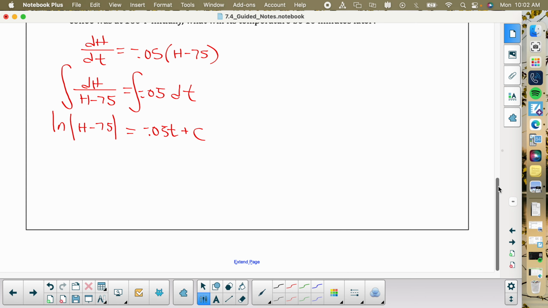Well, our goal is probably to solve for H, because that's going to be the temperature. Okay, so then that essentially cancels out, leaves absolute value H minus 75. And then, how am I supposed to write the right-hand side? That plus C in the power, for whatever reason, they don't usually like that, so they write it a different way. Do you remember what that is?